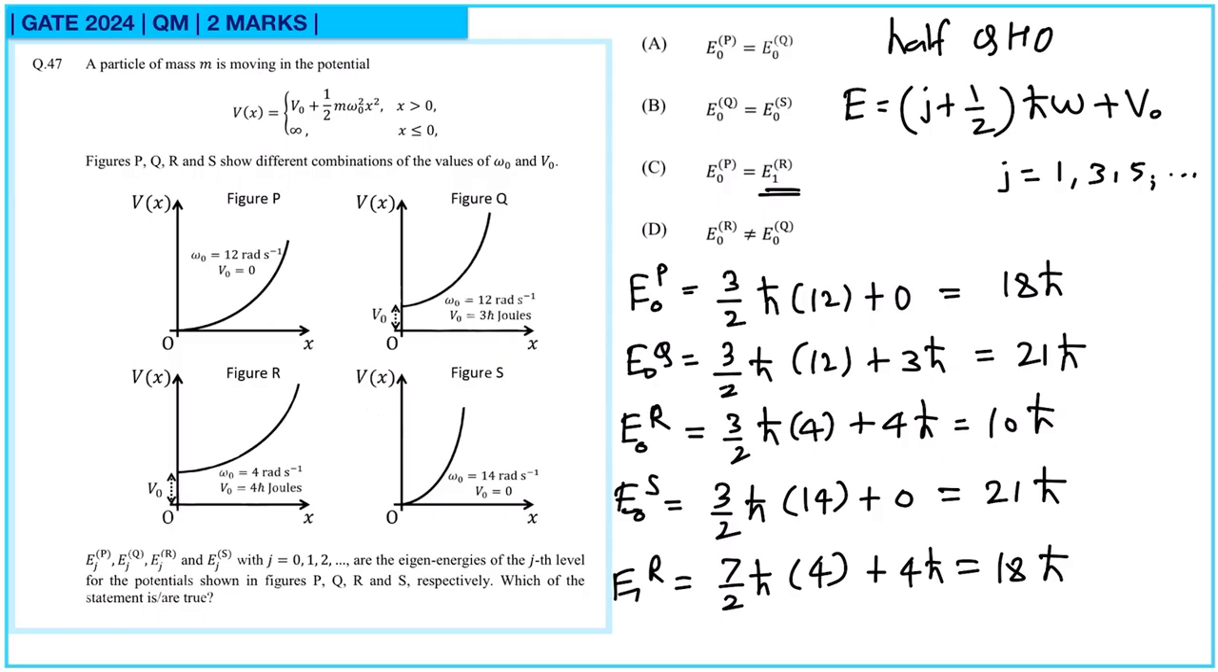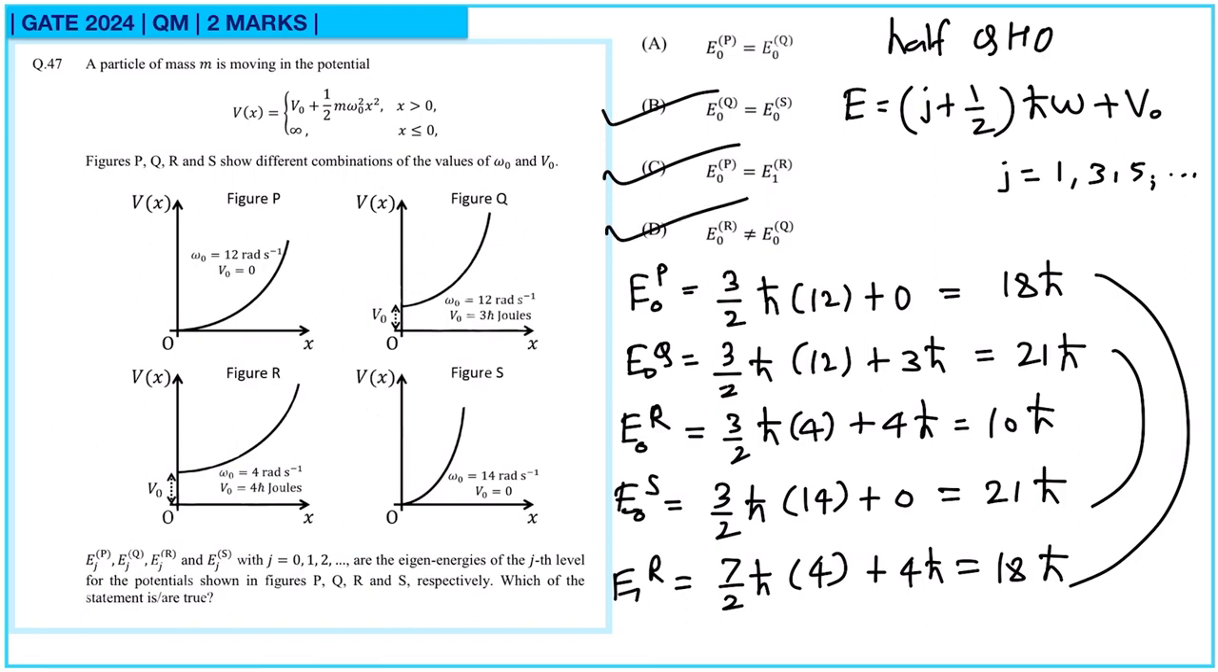Now we have to check the options. First option, E naught P is equal to E naught Q, wrong. Option B, E naught Q is equal to E naught S. Yes, this is true. Next, E naught P is equal to E1R. Yes, it is correct. And E naught R is not equal to E naught Q. Yes, this is also correct. So options B, C and D are correct.